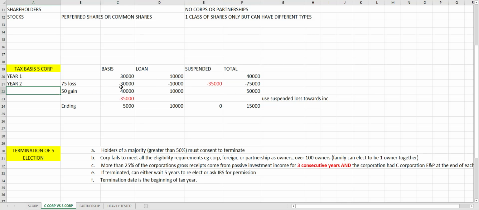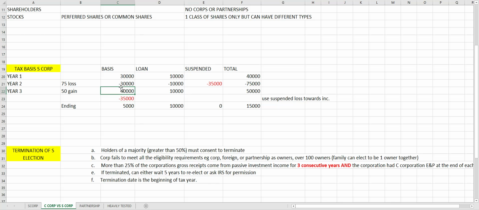The following year, in year three, there was a gain of 50,000. Your basis was 40,000 and your loan amount was 10,000. So first you establish the loan amount, so you would write the loan back up to $10,000. Then your second place to go is your basis, so you would put the rest into your basis. So the total should be $50,000.